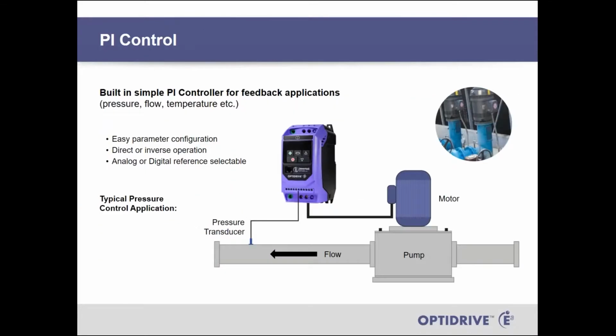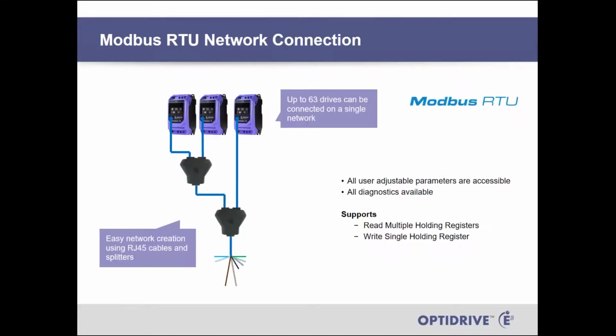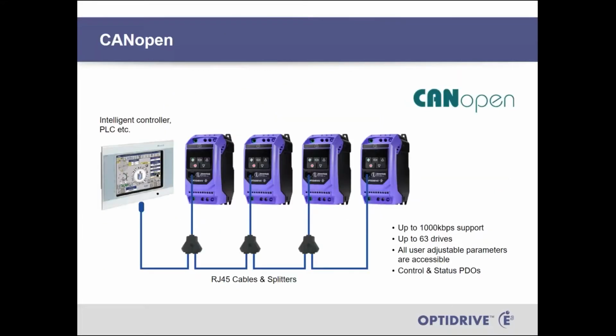For example, this is an example of the PI control for a pump to have a constant flow, if you have a pressure transducer, for example. As I told you before, there is Modbus RTU and CANopen connectivity.